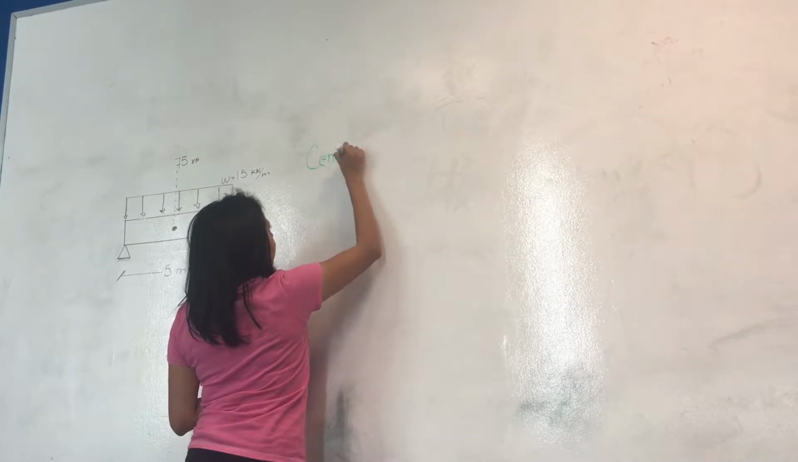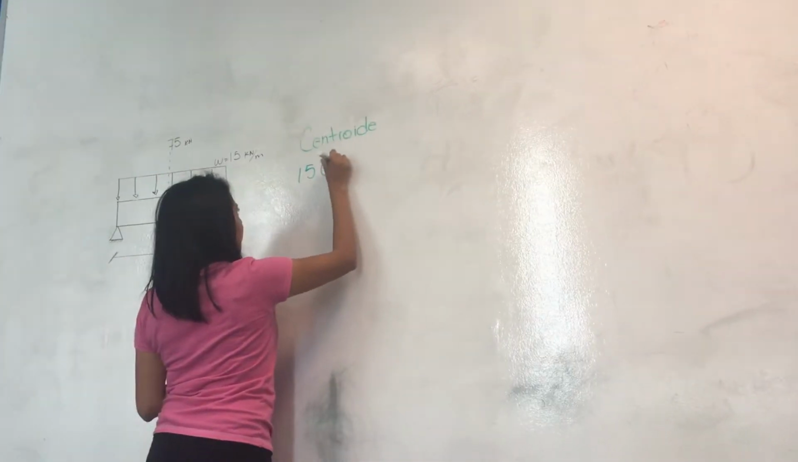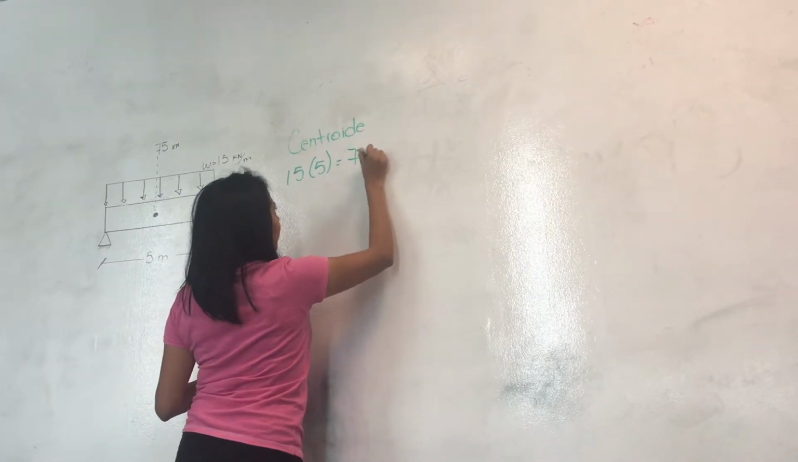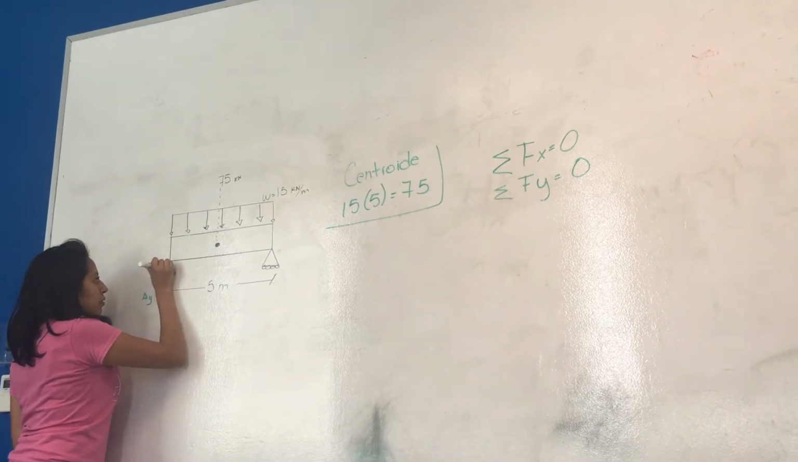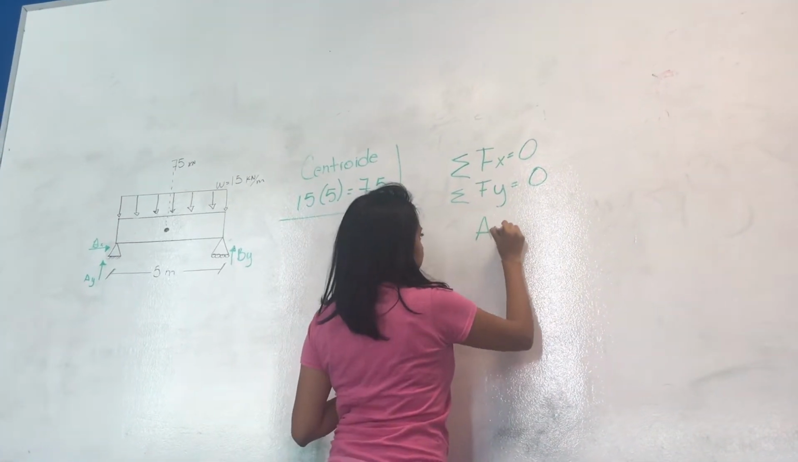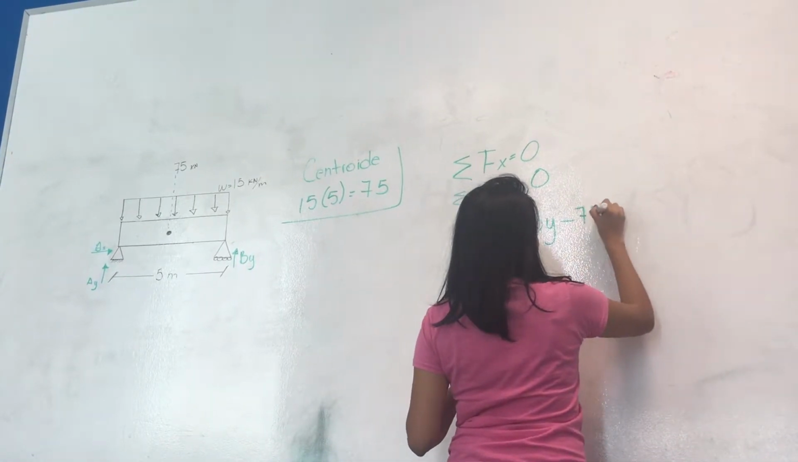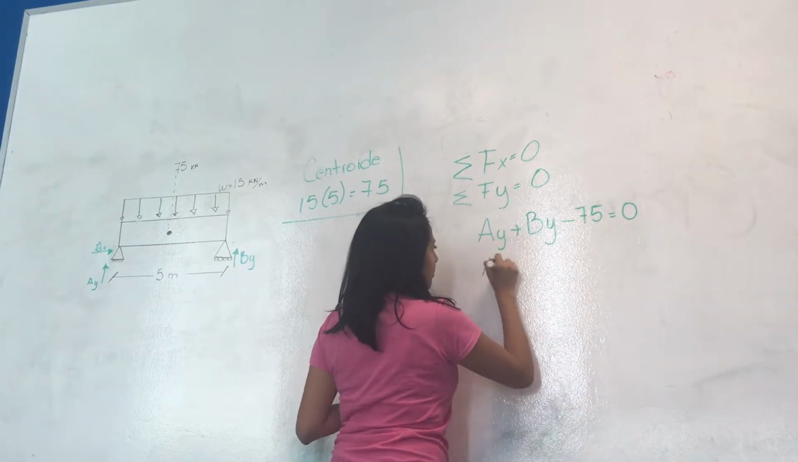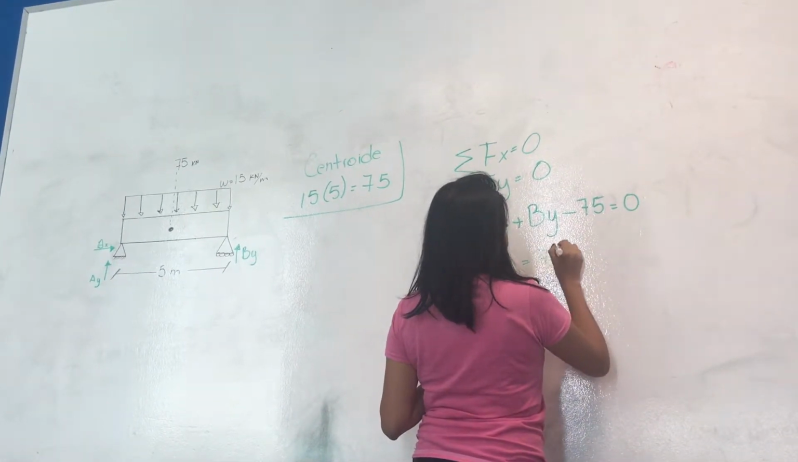We will start by finding the centroid of the load on the beam. It is taking the weight of the load multiplied by the length of the beam, resulting in 50 times 75. We will put the direction, and it is very important, remember. We will start with the sum of y. AY plus BY minus 75 equal to 0. AY equals 75 minus BY.